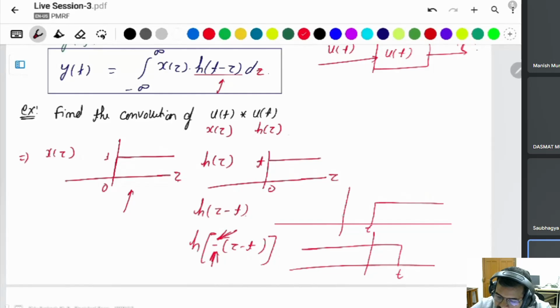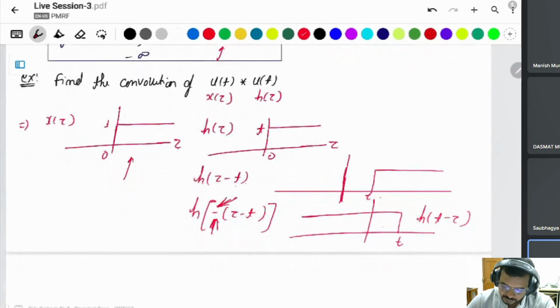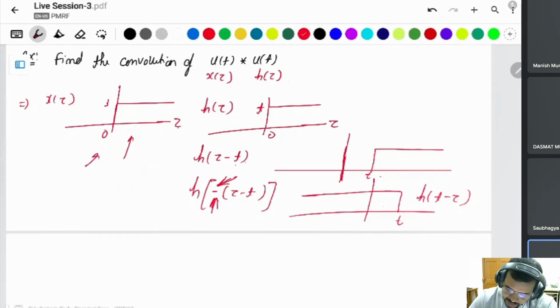Reflect to the y-axis. This signal is also known as h(t − τ). This is the same as t − τ. First, provide some delay as t. Then after, take scaling as negative. You reflect the signal on the y-axis. This will be a mirror image about the y-axis. Then you have x(τ) and h(t − τ).